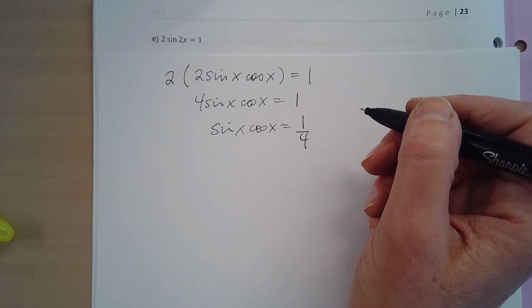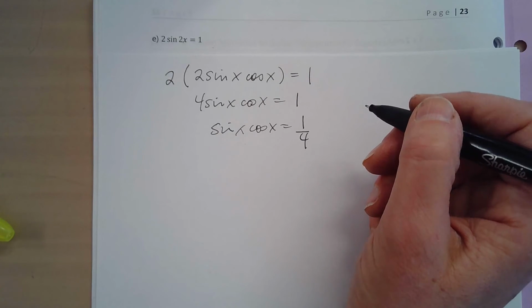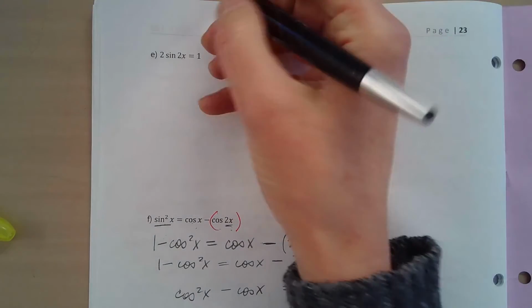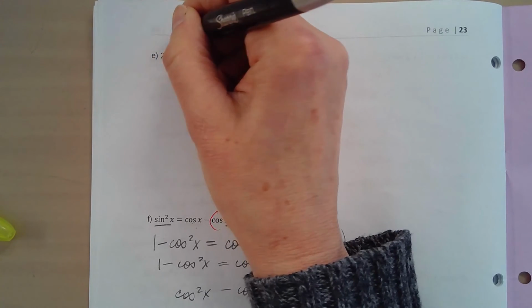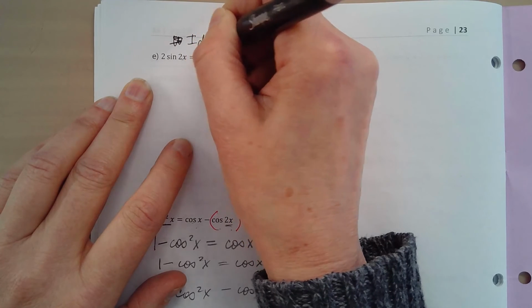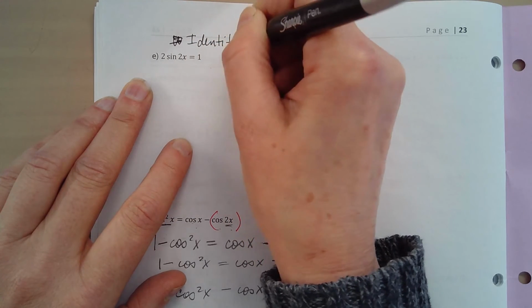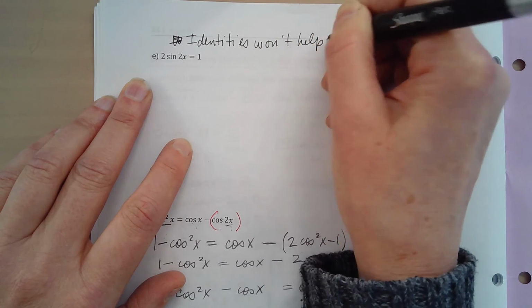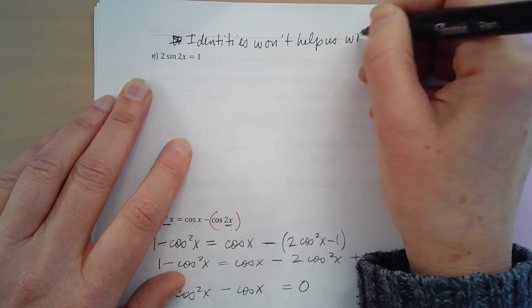Okay? And that's what I'm going to introduce to you today, towards the end of the class. So we need another strategy. We can't use identities. Or I guess I should say identities won't help us with this equation.